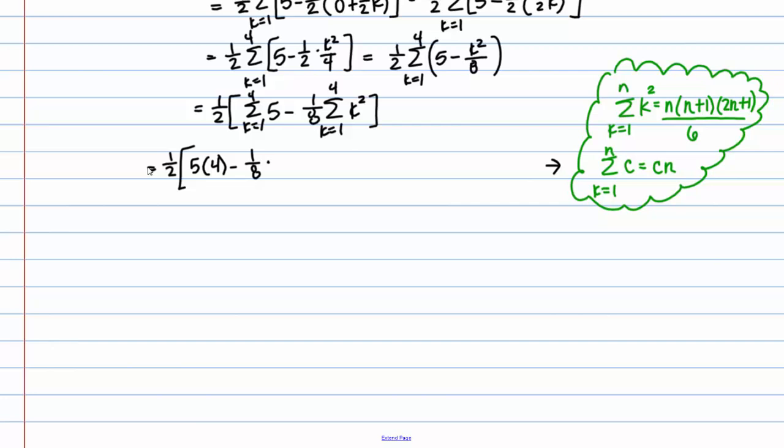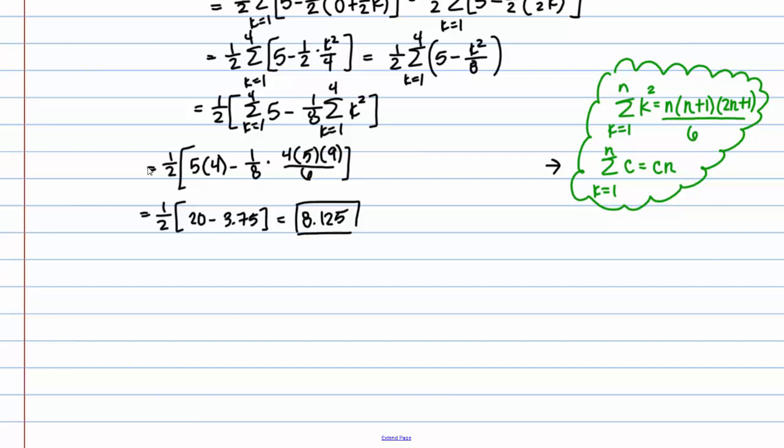My n is 4, so if I plug that in, I'm going to get 4 times 4 plus 1, which is just 5, times 2 times 4 plus 1, which is 9, all over 6. Okay, and then I just need to work that out. So let's see. 5 times 4 is going to give us 20. If you work this out, you should get 3.75. And if you work that out, your final answer should be 8.125.